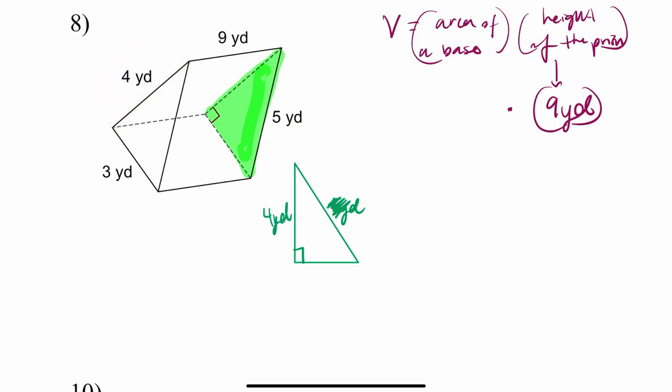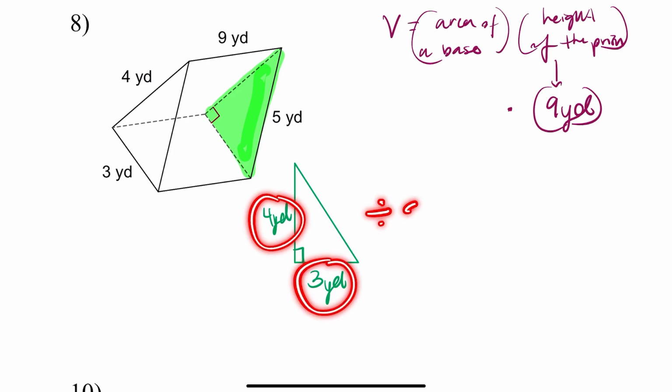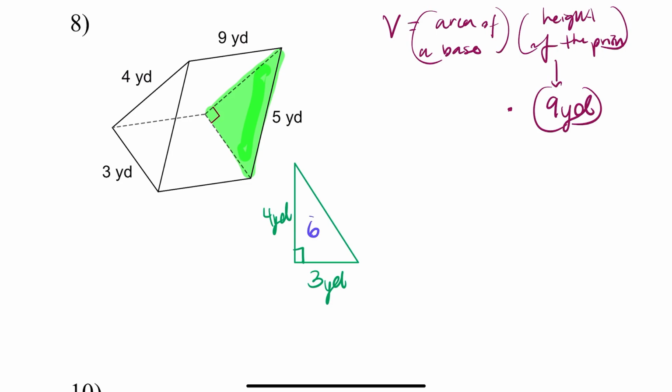I'm gonna get rid of the hypotenuse because I don't need it. And then the base of it, the base is 3 yards. And so remember, area of a triangle is base times height divided by 2. So 4 times 3 is 12. Half of 12 is 6. So the area of this whole thing, oh my gosh, is 6.